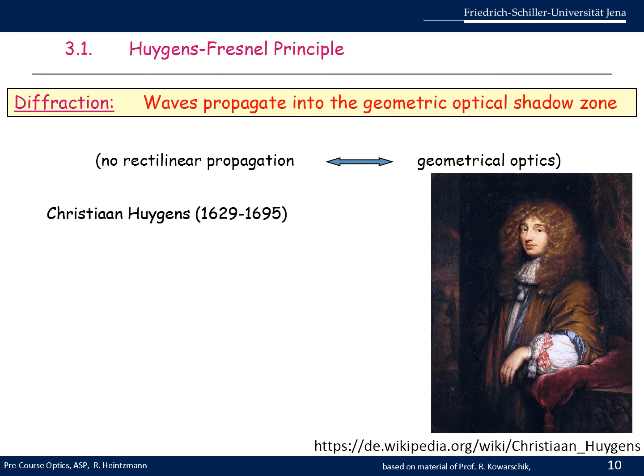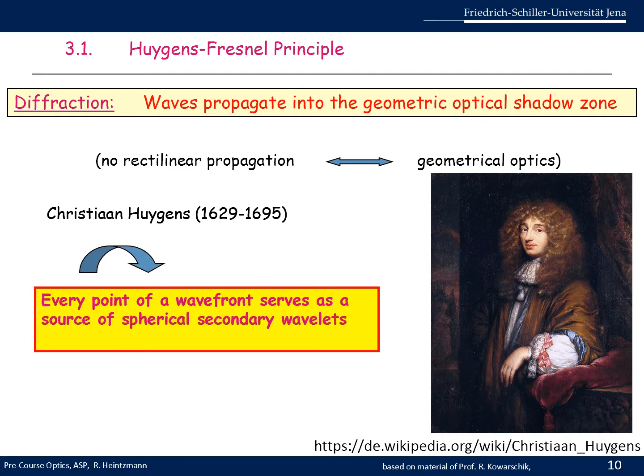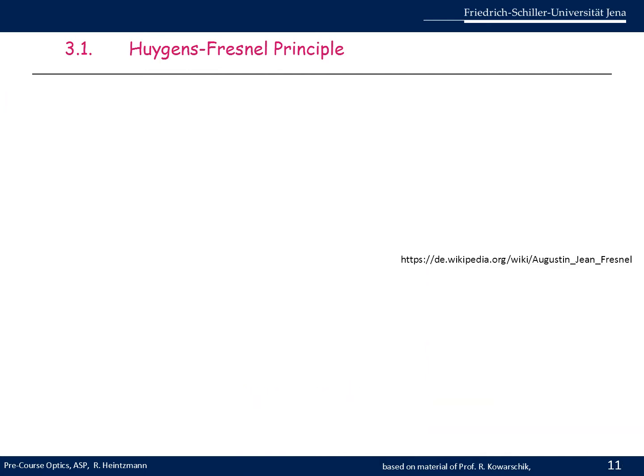And of course, the person who really first considered this seriously was Christian Huygens, who lived 1629 to 1695. And he said every point of a wavefront serves as a source for secondary spherical wavelets. So we've seen it in this graph before. That's called the Huygens principle, or the Fresnel-Huygens principle.